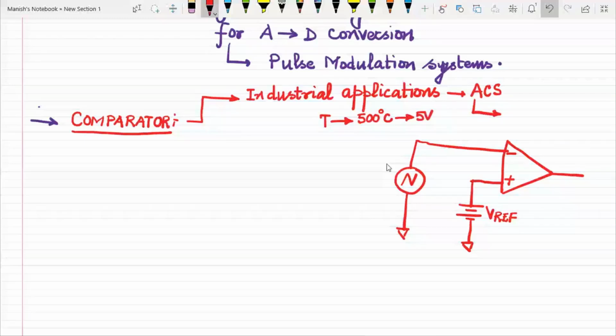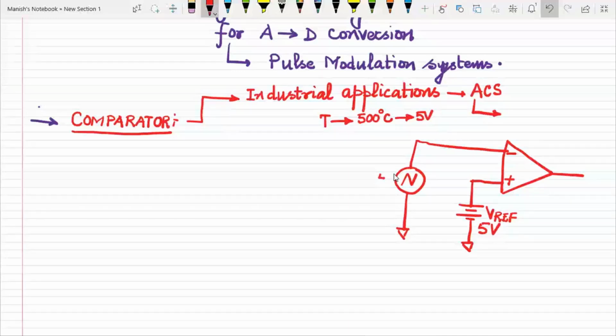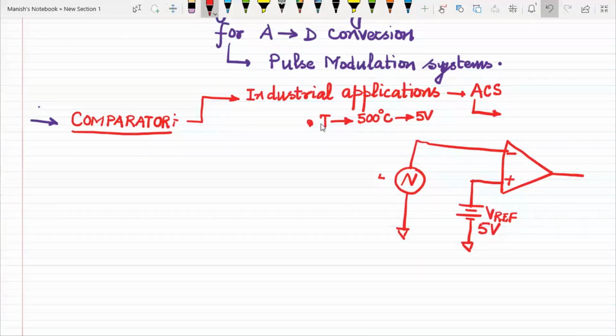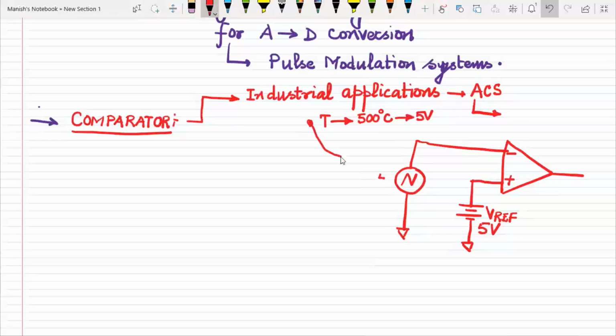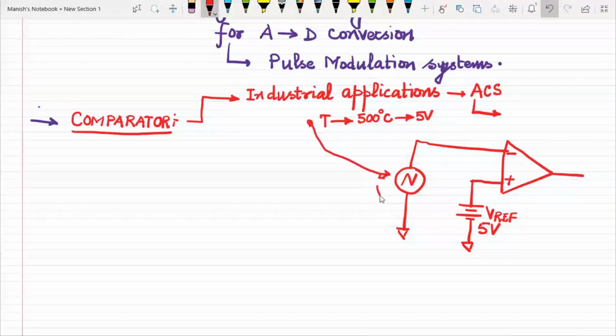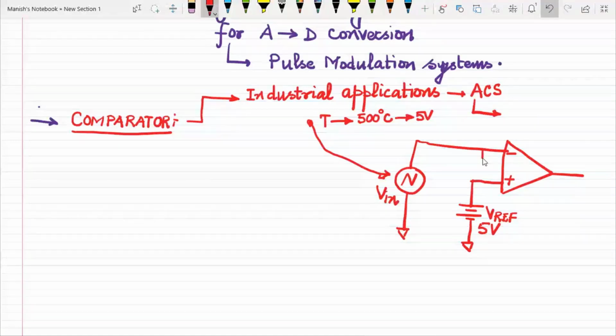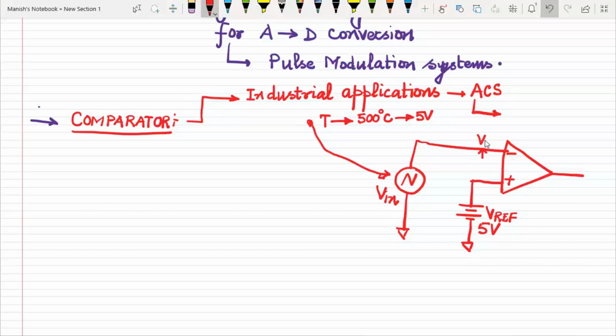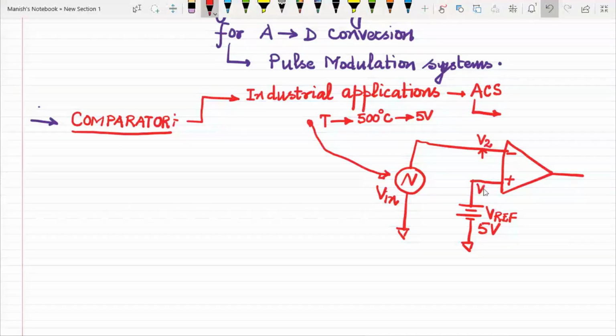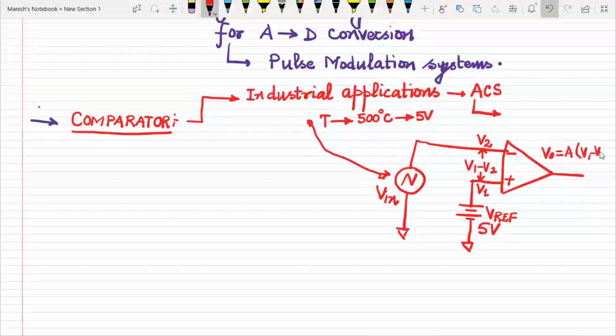So that 5 volts is taken as the reference voltage, and then we have a temperature sensor which converts the actual temperature of the plant into voltage. So that voltage source can be assumed as this input voltage which is changing. So we know the principle of operation of an op amp. Here if the voltage is V2 and the voltage here is V1, then V1 minus V2 is the output, and output will be equal to A times (V1 minus V2). This is the principle of operation of a difference amplifier, right?